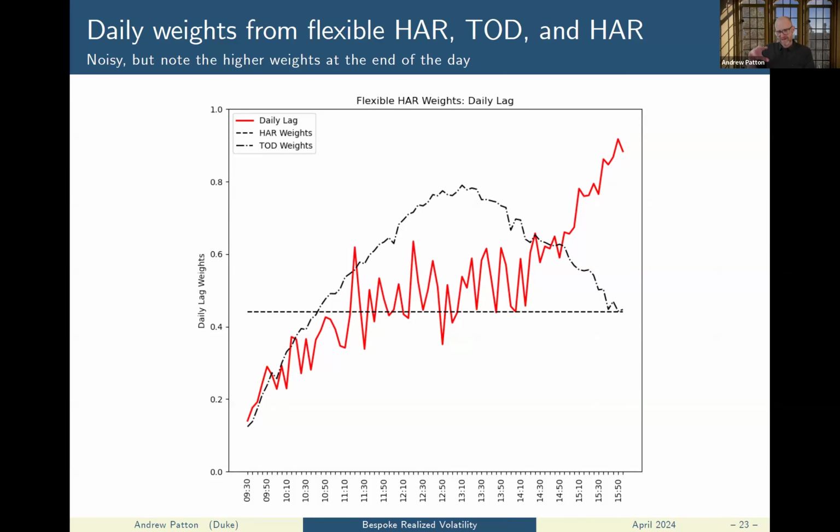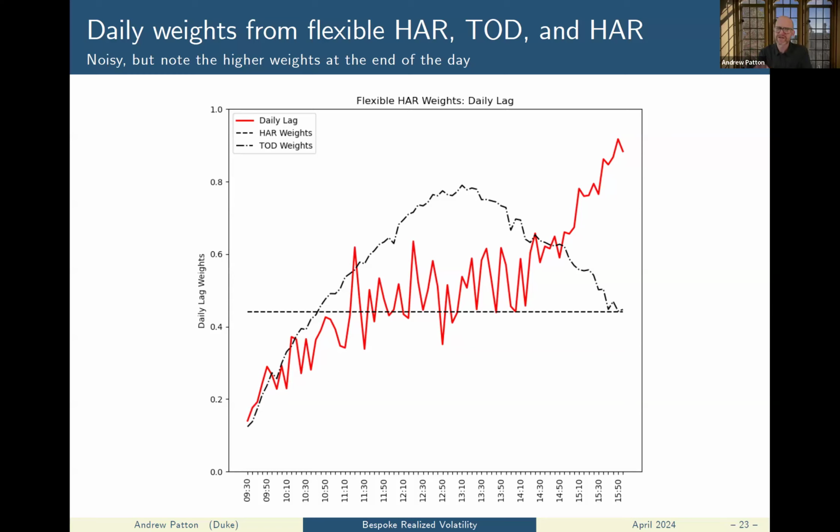Now I'm going to show you the results from the flexible HAR model, where I only estimate flexible weights for the daily, weekly, and monthly. I don't do each day separately. This is the same picture I showed you earlier. We have the HAR weight, which is about 0.45. The inverse time of day weight is this U shape here. And the red line is the flexible weights, where each 5-minute period gets its own parameter and it's estimated flexibly.